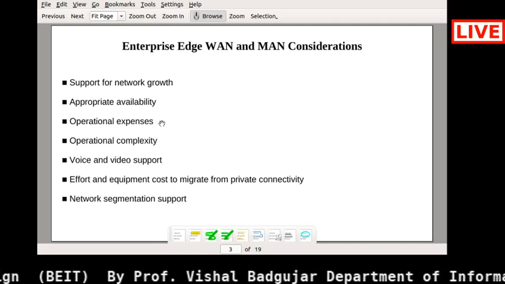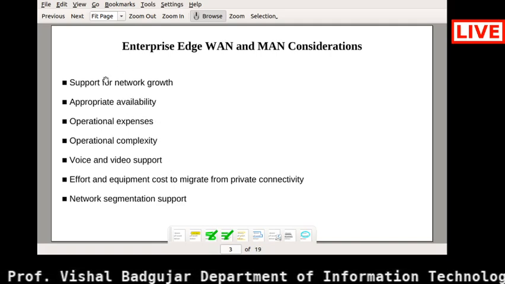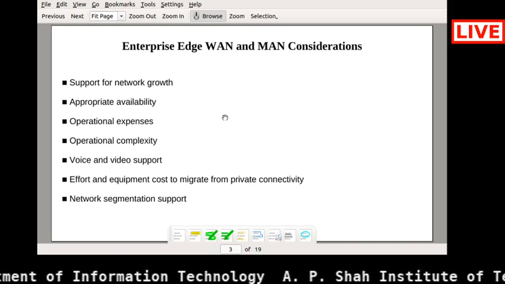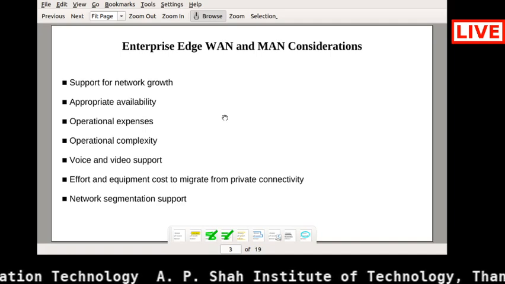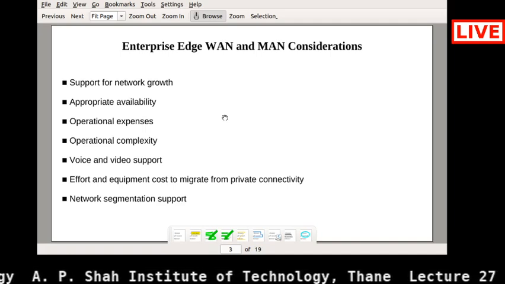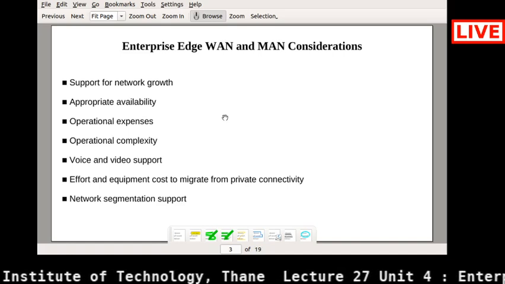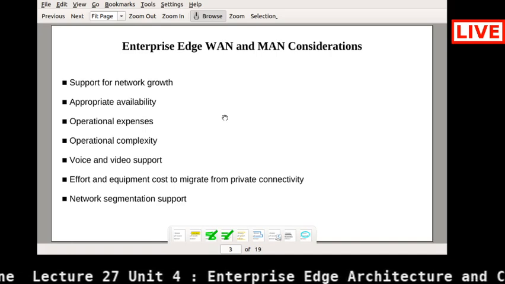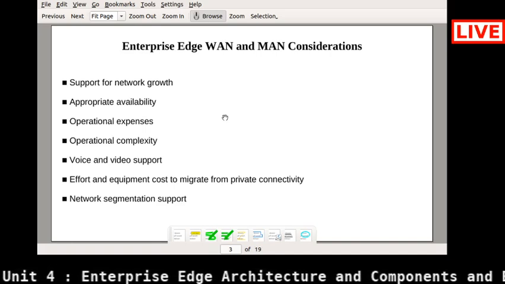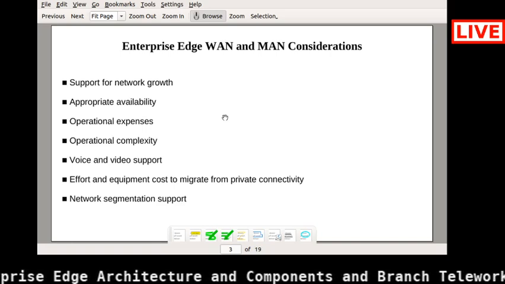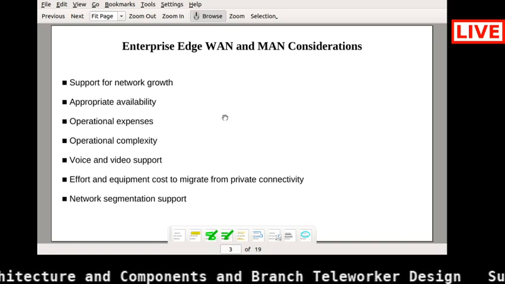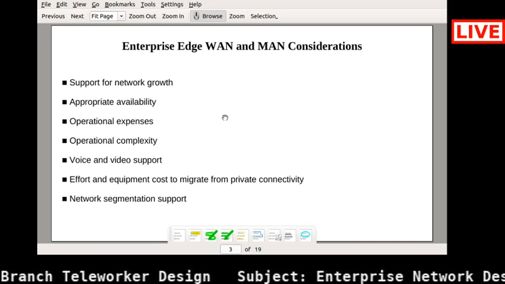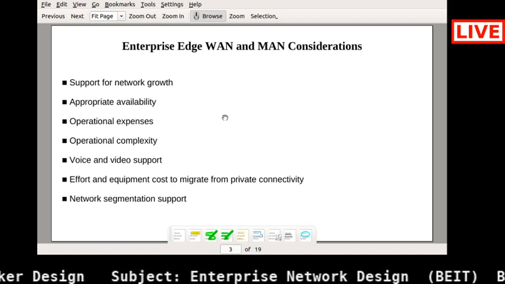For example, the first one is the support of your network growth. In any kind of enterprise network or architecture, we must give some provision to expand your network for future growth. Accordingly, you need to choose technologies that allow your network to grow with your businesses as well. These WAN or MAN technologies are needed for high support for your network growth.